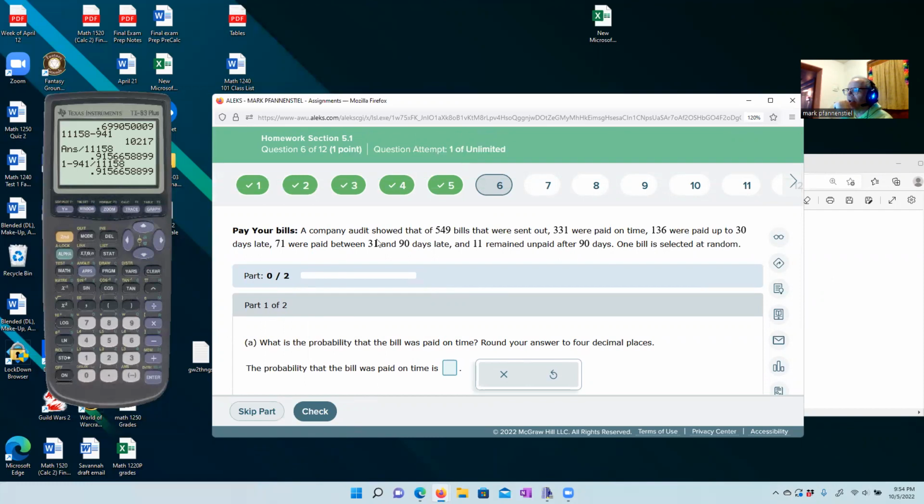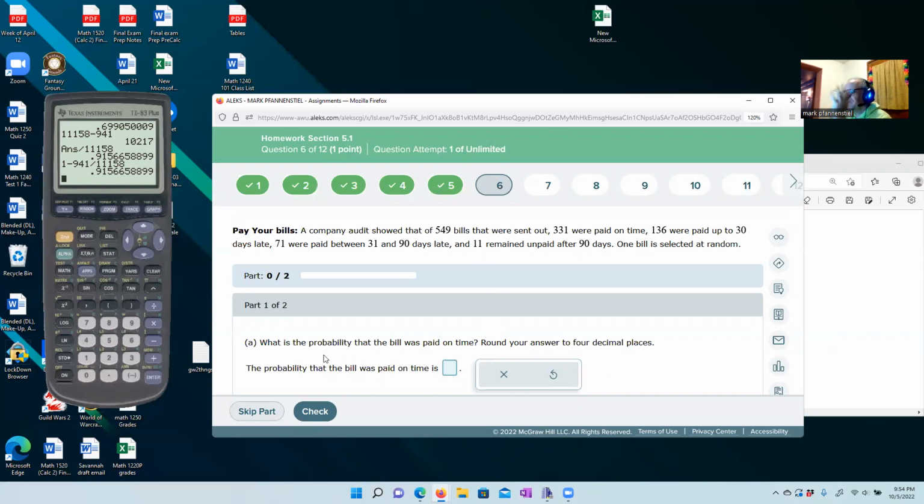But we have a company audit that shows that 459 bills were sent out. 331 of them were paid on time. Good for them. 136 were paid up to 30 days late. It's not too bad. 71 were paid between 31 and 90 days late. I know a couple of people that are not going to be happy with their credit scores. And then 11 people remained unpaid after 90 days. They're going to get a call from a collection agency, I guess.